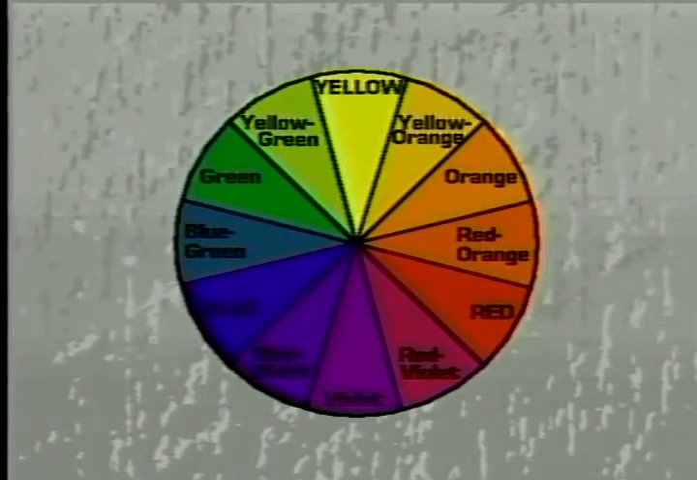Once the working of the color wheel is understood, you can then take that knowledge and use it to your advantage. Color can be used as a symbol to set a mood, set a temperature, or create an illusion.